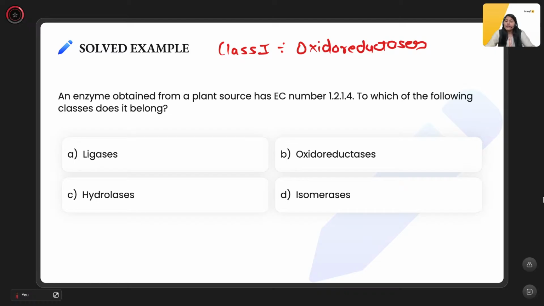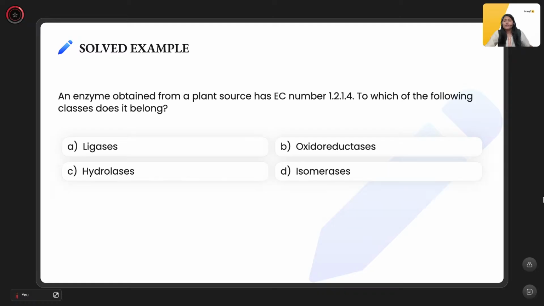Similarly, class 2 is transferases, class 3 is hydrolases, class 4 is lyases, class 5 is isomerases and class 6 is ligases. Okay, so when you are naming the enzyme, the first number actually denotes the class of the enzyme. Now if the class of this enzyme is 1, then obviously it is going to belong to class oxidoreductases. So if the enzyme commission number starts with 1, then it will belong to class 1, which is oxidoreductases. Okay. Moving on.